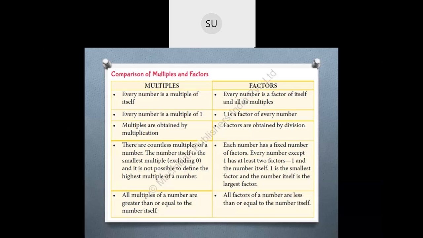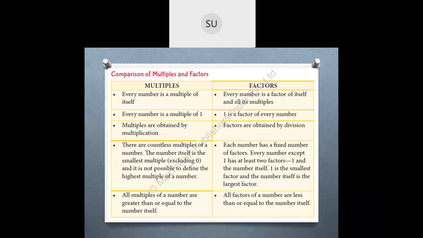That number itself is the smallest multiple, leaving zero. It is not possible to define the highest multiple of a number. You don't know which is the highest multiple of a number because counting numbers are so many. You keep multiplying, so it is indefinite. So, there are infinite multiples for any number.